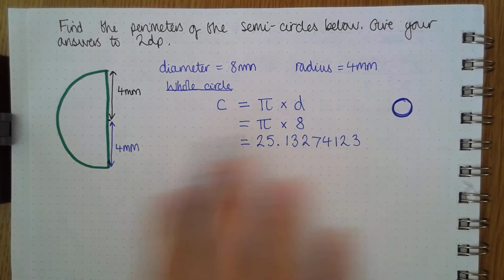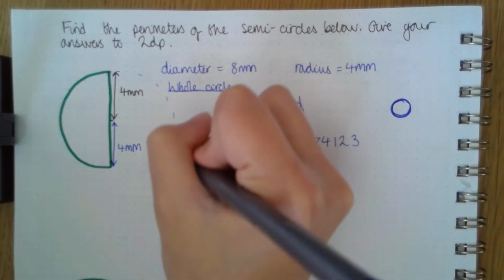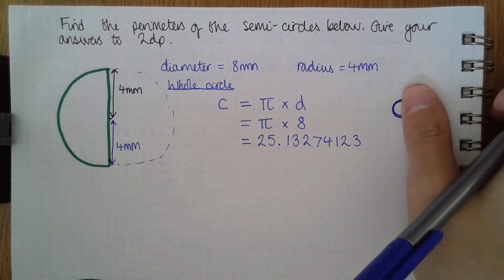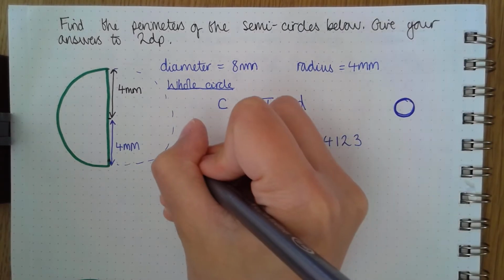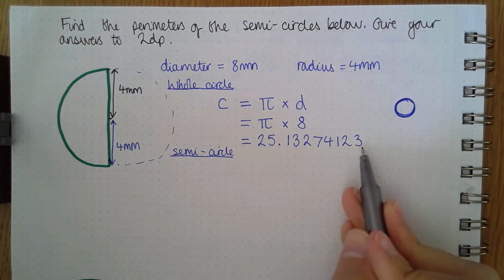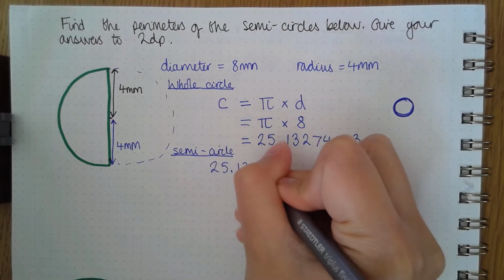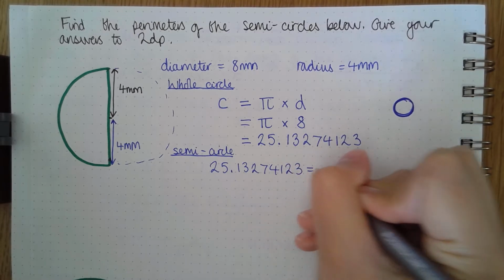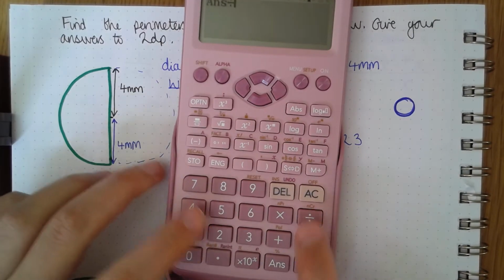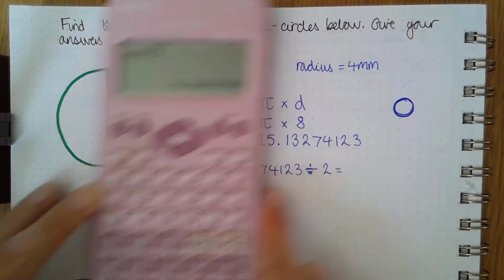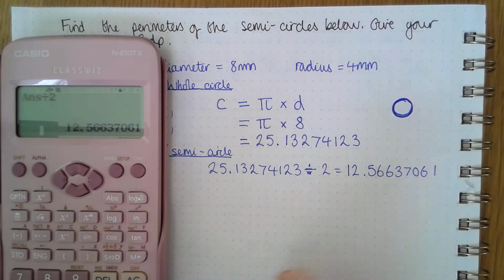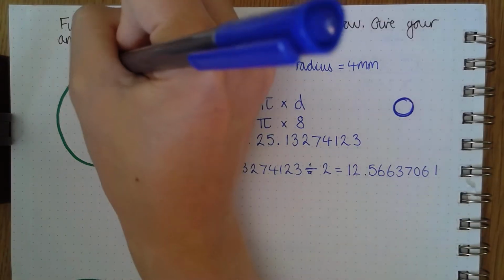But we haven't got a whole circle, we've got half a circle, so we need to divide this by 2 because we just want half of it. So we're going to put a little subheading of semicircle, and we're going to divide this by 2. You can press answer, divided by 2, equals 12.56637061. But that is only this length around there.